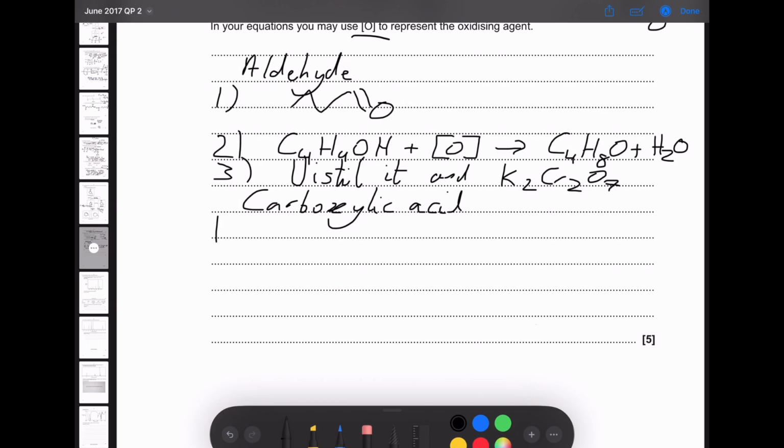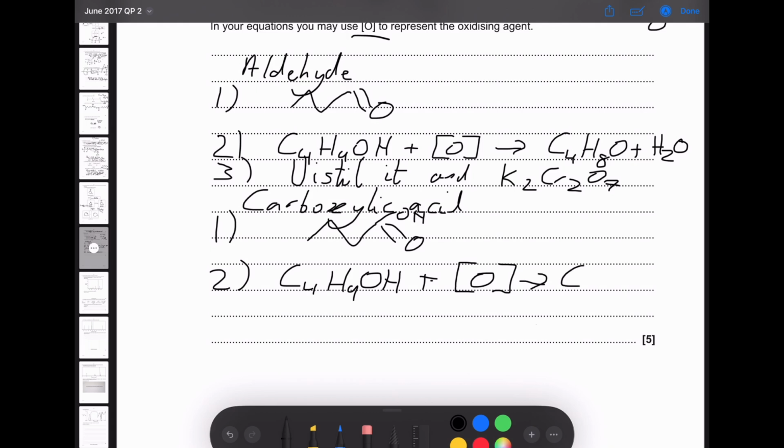So again, we've drawn it already. 1, 2, 3, 4. Double bond to the oxygen and an OH group. 2. Write the equation: C4H9OH plus oxidizing agent gives us C4H8O2, or just O2 will do it, plus H2O.